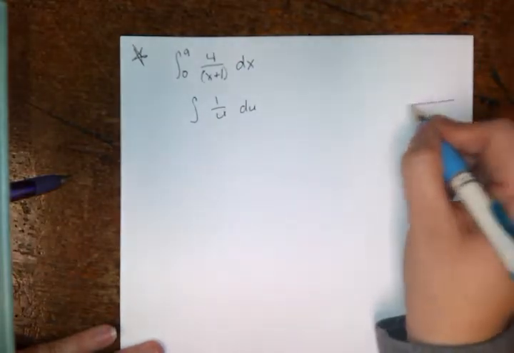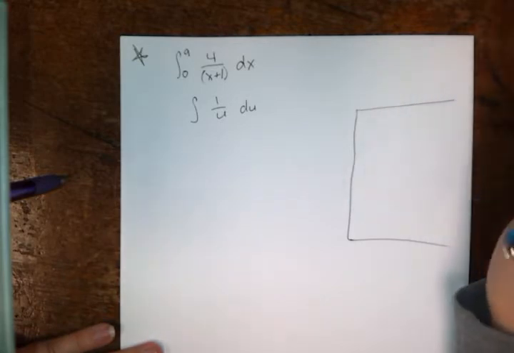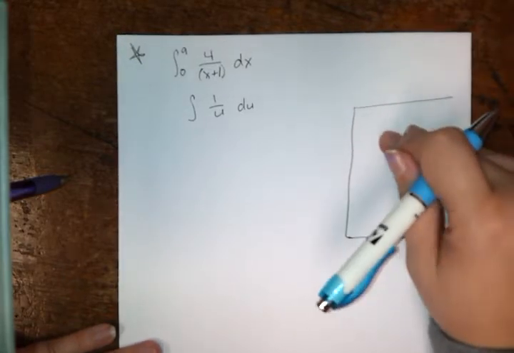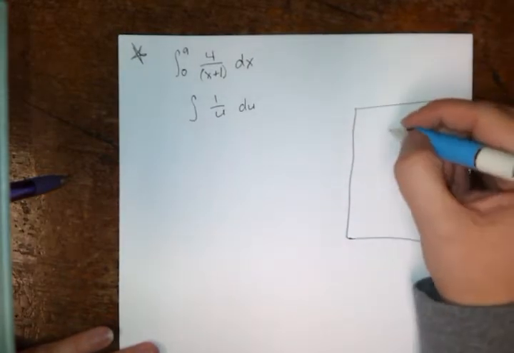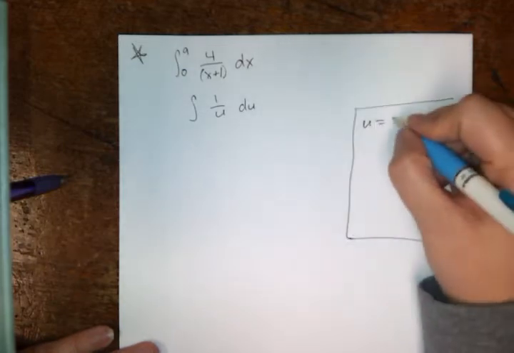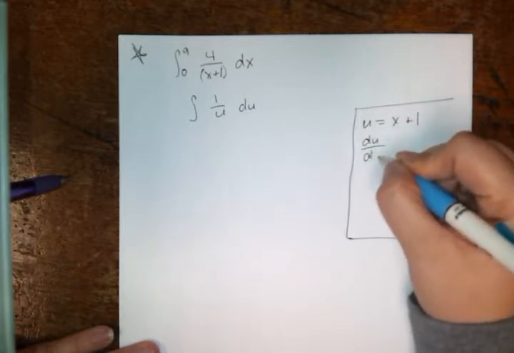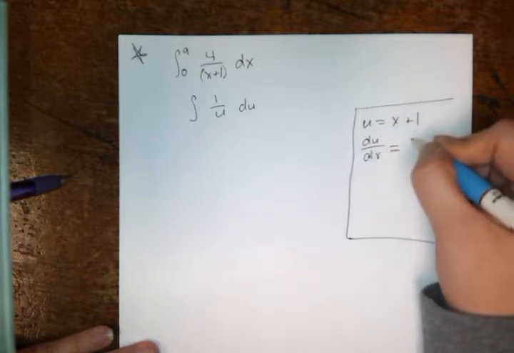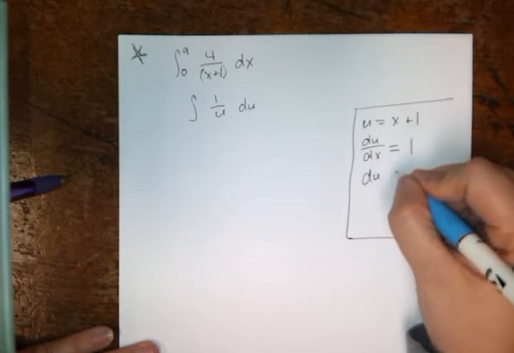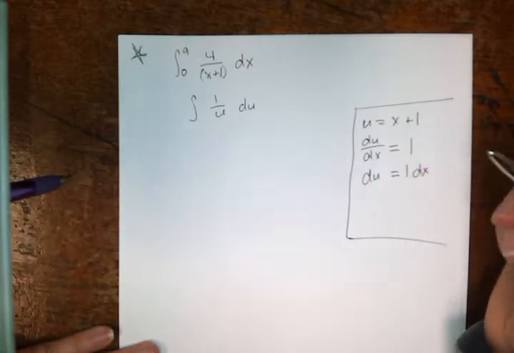So we'll go ahead and set up the u substitution here. If you're shaky on any of this, go back and look at files for the last homework. There's lots of substitution in there. So u equals what was in parentheses. That's x plus 1. du dx, the derivative of u with respect to x, is 1. So du equals dx. I mean, it's 1 dx.